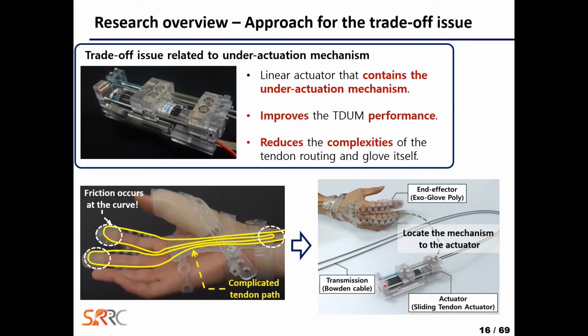So first of all, for the trade-off related to the under-actuation mechanism, I have designed a tendon-driven linear actuator called slider tendon linear actuator. This actuator was developed to include several mechanisms that improve the robot performance. By using this actuator, it was possible to simplify the glove part, even using the under-actuation mechanism. It is because this under-actuation mechanism was involved in the actuator, not in the wearing part, so that the actuator made the end effector compact.